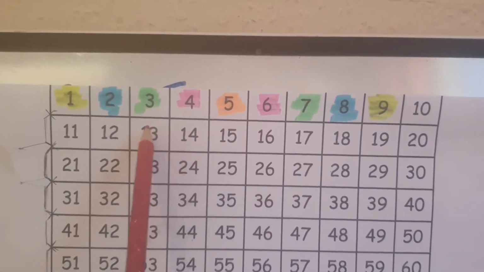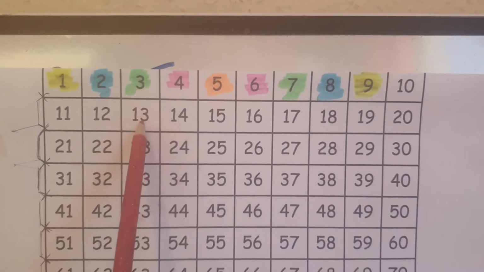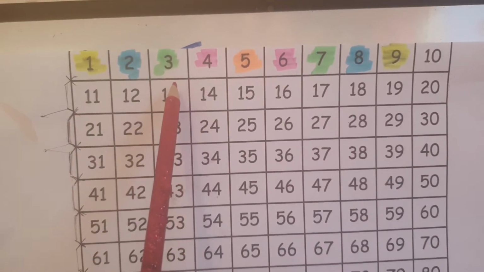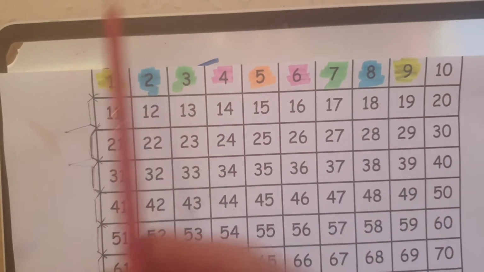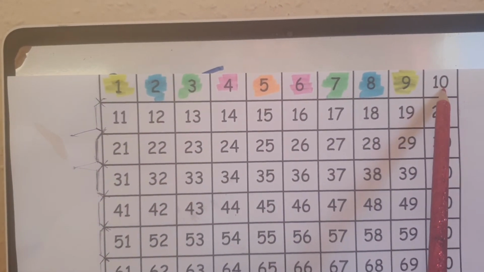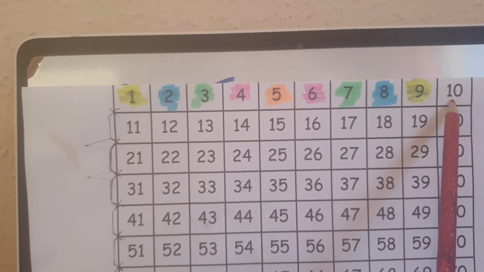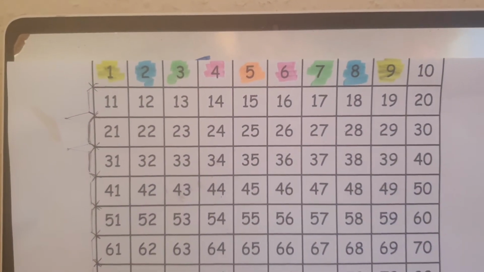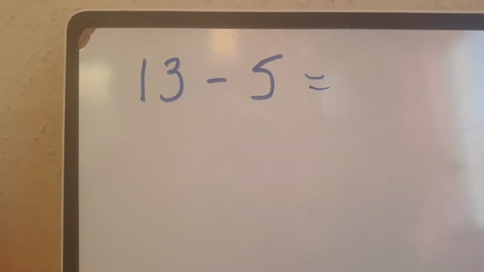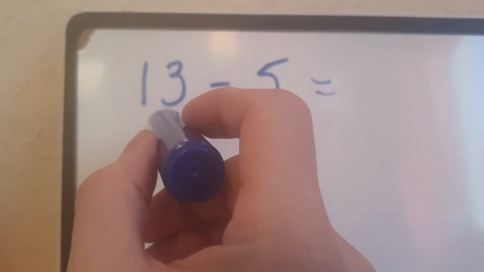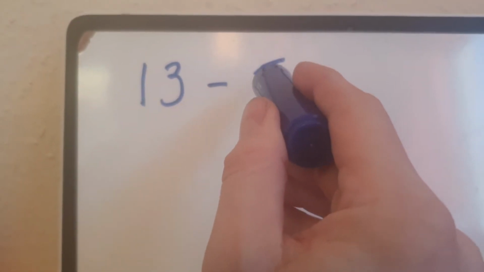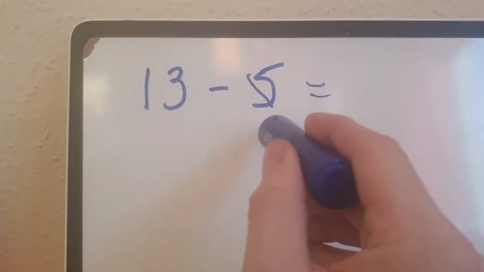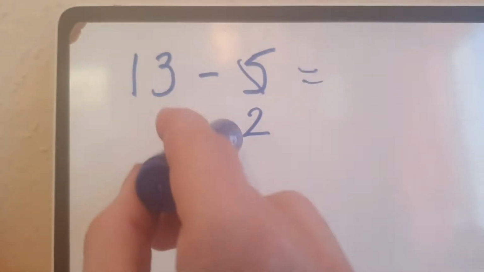Now, another good way is to use a resource. It's probably one of my favourite things. So there's 13, and I need to take away 5. So I'd go 1, 2, 3 to make 10. And then I've got another 2 to take away. 1, 2. And if I was to show that on my whiteboard, so 13 take away 5. Now if I take 3 off here, that leaves me with 2. So 5 take away 3 is 2.